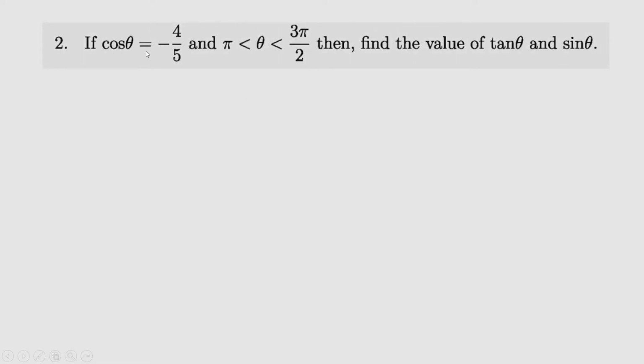Problem 2. If cos theta is equal to minus 4 by 5 and theta is greater than pi and less than 3 pi by 2. We know pi is equal to 180 degrees and 3 pi by 2 is equal to 270 degrees. Then find the value of tan theta and sin theta. That means theta lies in the third quadrant, more than 180, less than 270. Okay. Now in the third quadrant, tan is positive and sin is negative.